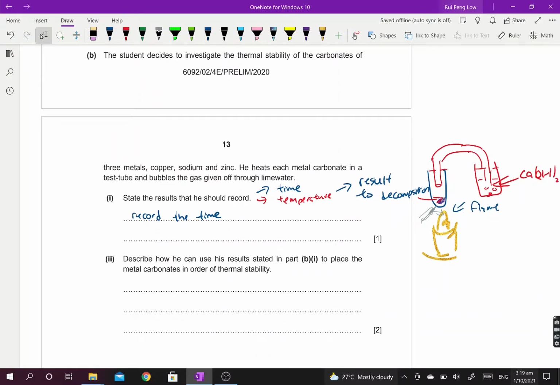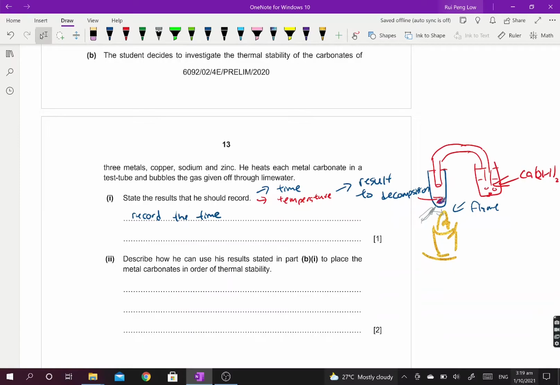So describe how he can use this result stated in part B(i) to place the metal carbonates in order of thermal stability. Now, the more stable the carbonate, the longer it will take before it decomposes.